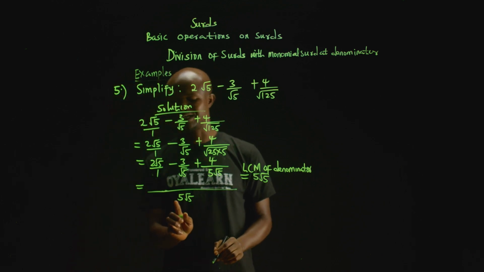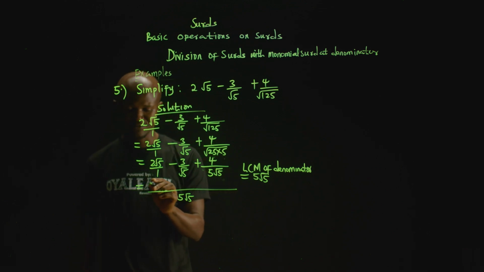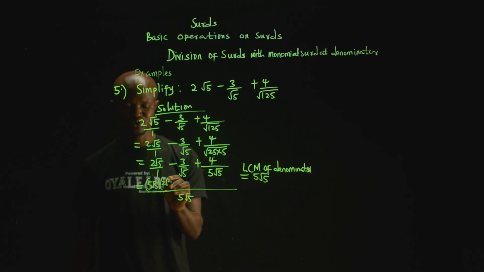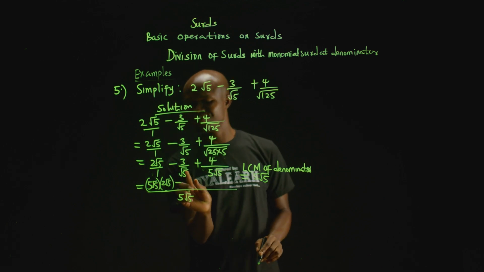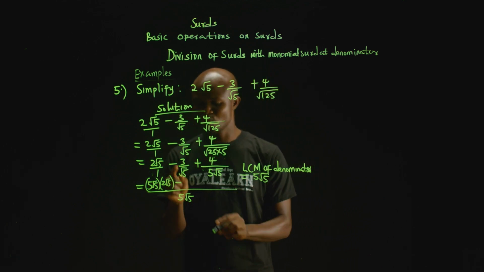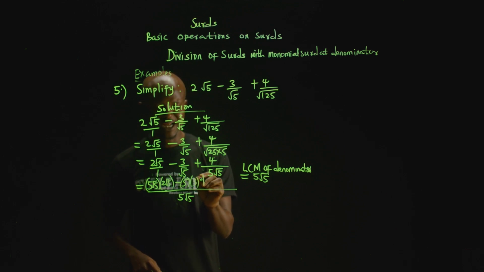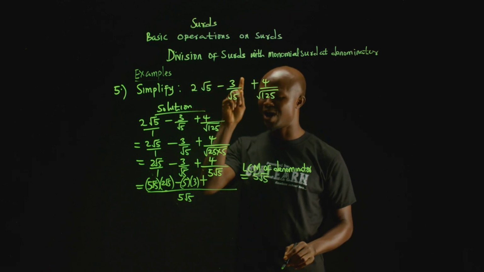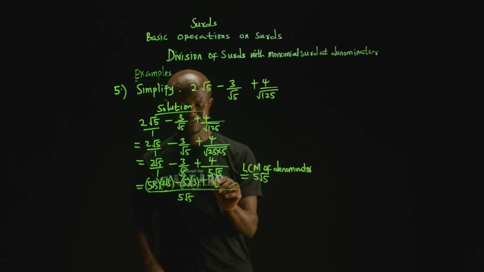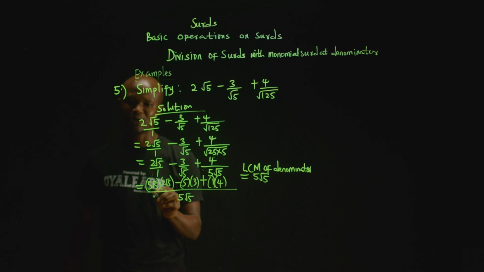Now simplifying further. 5 root 5 divided by 1, we have what? 5 root 5. So we are going to multiply 5 root 5 by 2 root 5. Minus 5 root 5 divided by root 5 remains 5. So we have here 5 multiplied by 3. Then plus, now 5 root 5 divided by 5 root 5 is 1. So 1 we multiply by 4.